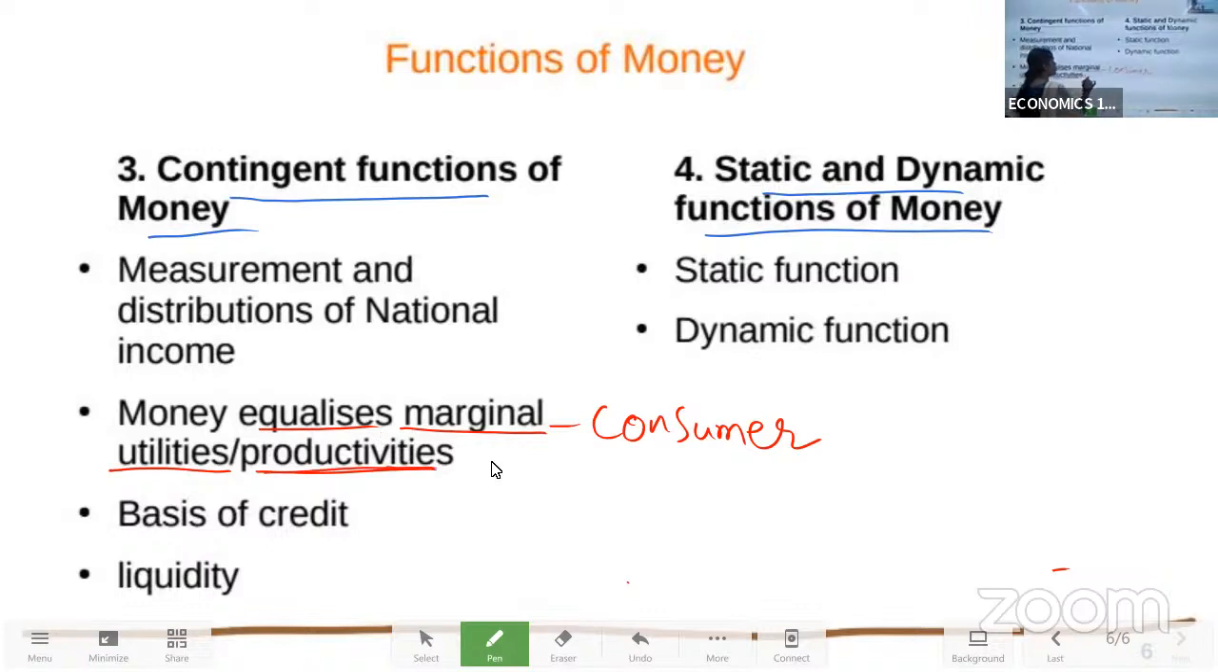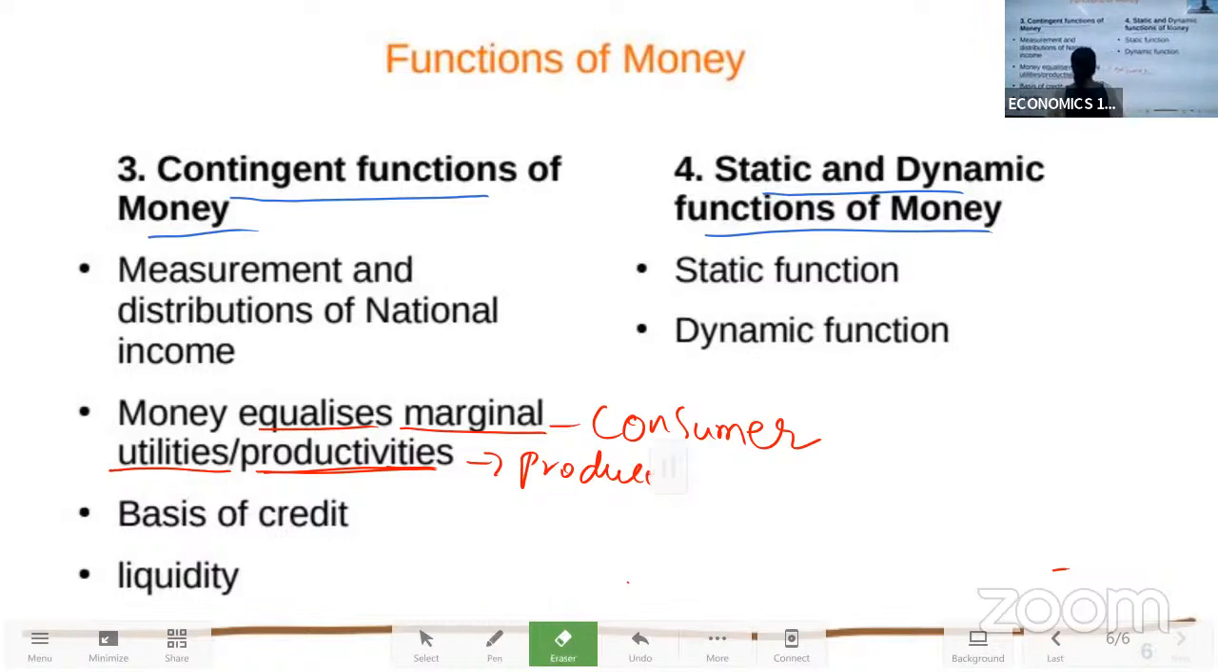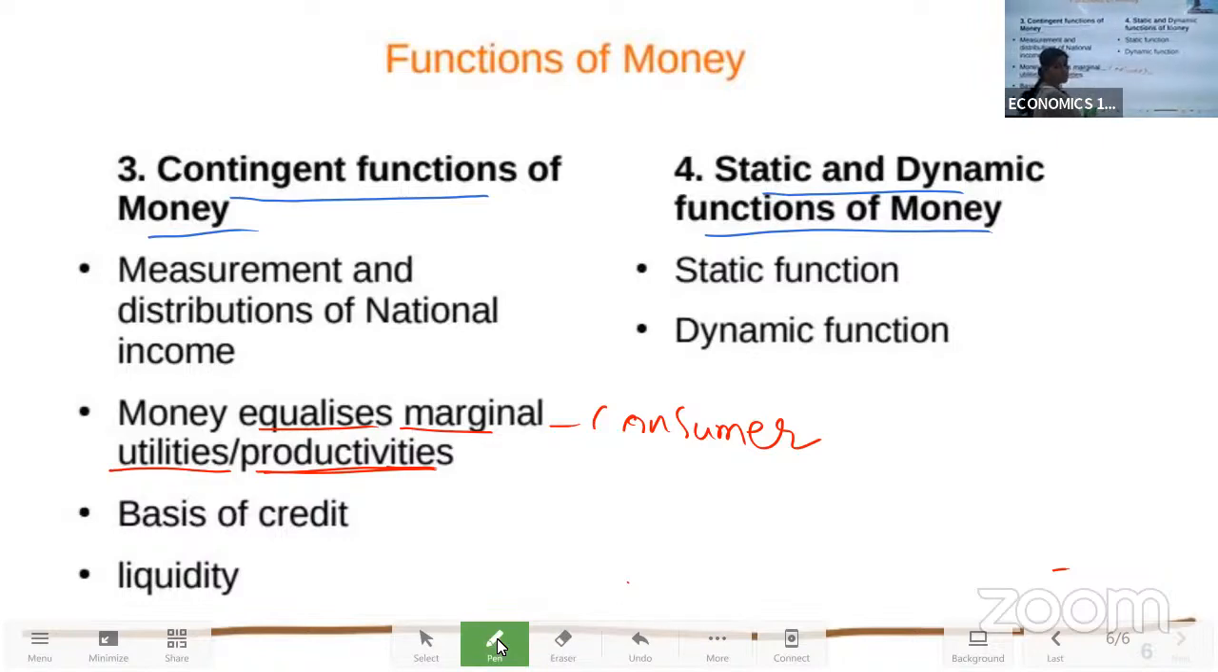So this productivity is from the producer side. The producer uses factors in order to produce a product, and the marginal utilities of the returns to those factors can be equalized with the help of money. So this is another one which comes under the contingent functions of money.